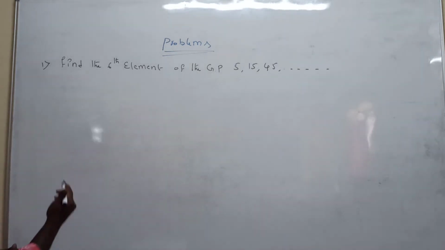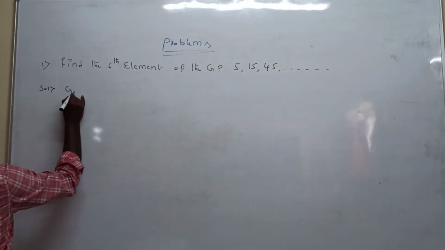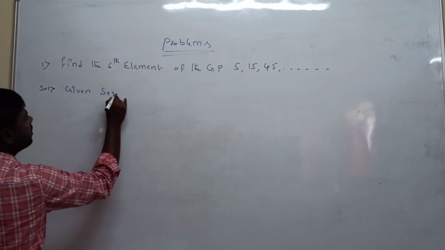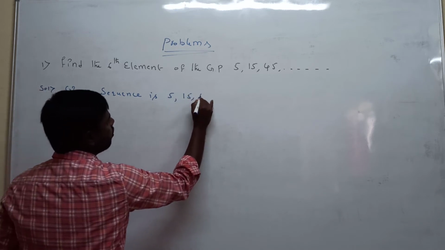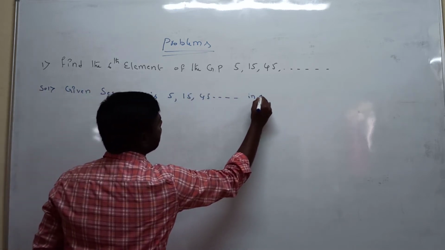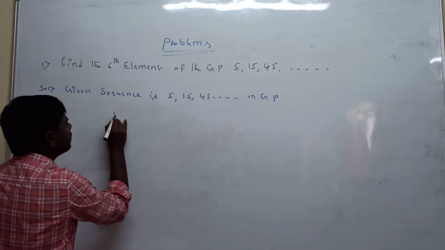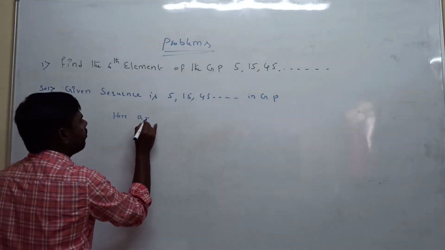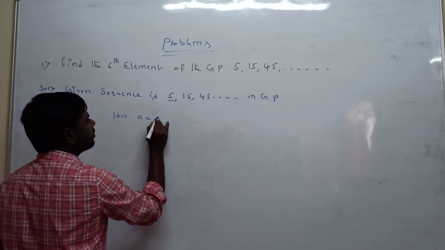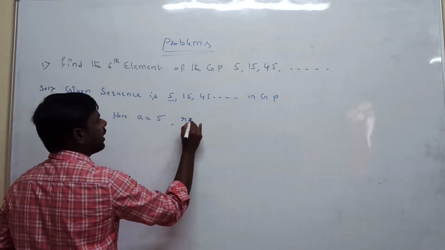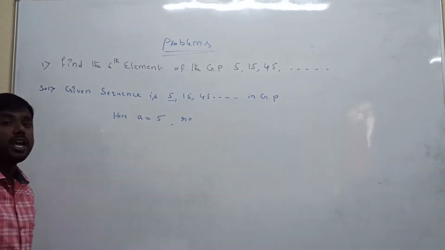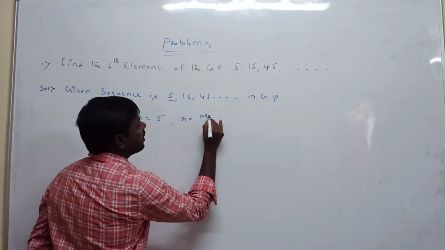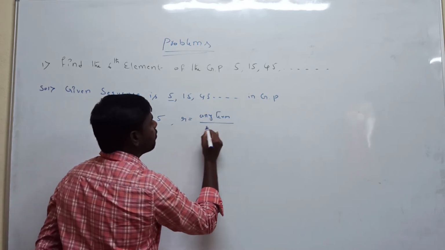So now, what is the given sequence? Solution: the given sequence is 5, 15, 45, and so on in geometric progression. Here A is the first term. What is the first term they gave in the sequence? So A is equal to 5. Now we are taking the common ratio. Don't take the difference, because this is a geometric progression. Thus we are taking the ratio. Ratio means any term divided by the previous term.